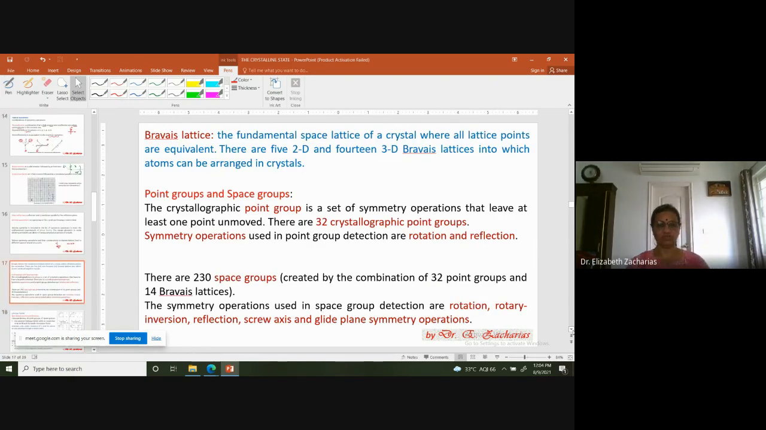So this is just a repetition. What is a Bravais lattice? So you have actually 5 2D Bravais lattices and 14 3D Bravais lattices.